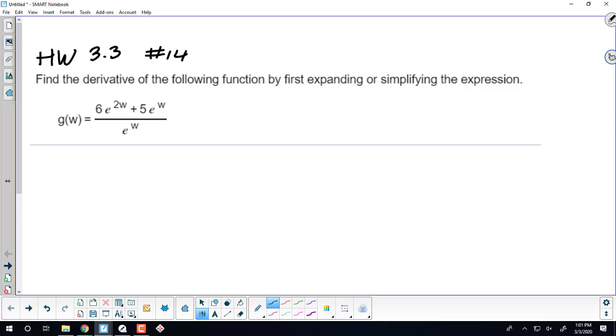Now, even if they didn't say to simplify this function first, once we got into 3.5, we had the quotient rule. And so we would look at that and probably be inclined to use the quotient rule on that, which you totally can. It's just going to be a lot more difficult than to simplify first. So if we simplify the function first, divide each thing by e to the w, then you have something simpler to deal with, which inherently means a simpler derivative process.